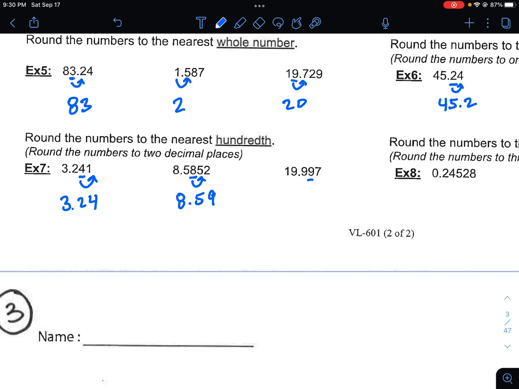And then now we have this one, 19 and 997 thousandths. This 7 is going to cause this to round up. So if this rounds up to 10, this goes up also. It's going to cause everything to go up. And this one's kind of crazy. So this rounds up to 10, which rounds that up, which rounds this up, which makes this into 2. So this basically just rounds to 20.00. Or you could even just say 20.